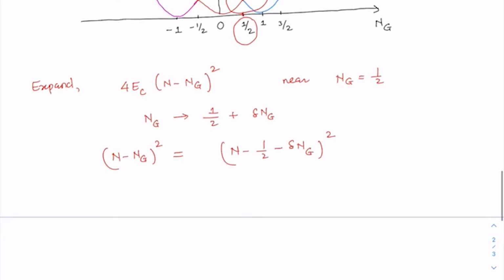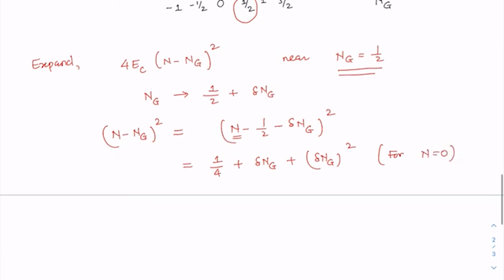Now you recall that n can be 0 or 1, because we are near N_g equal to half. So for n equal to 0, we get 1 by 4 plus delta N_g plus delta N_g squared. And if we take n equal to 1, then we get 1 by 4 minus delta N_g plus delta N_g squared.